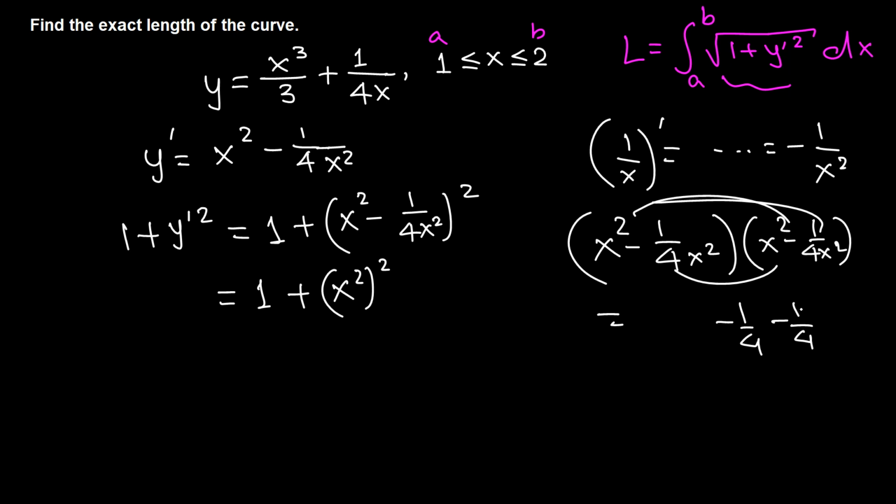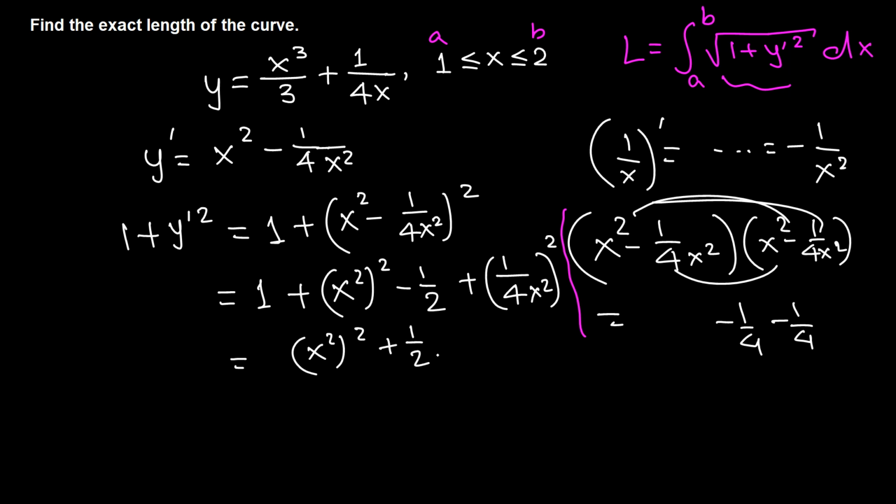Negative 1/4 minus 1/4 is negative 1/2, and last, negative 1 over 4x squared times negative 1 over 4x squared is positive 1 over 4x squared, quantity squared. Okay, so we just FOILed here. Now look at this negative 1/2 and 1. 1 minus 1/2 is just positive 1/2. So x to the fourth, plus 1/2, plus 1 over 4x squared, squared.